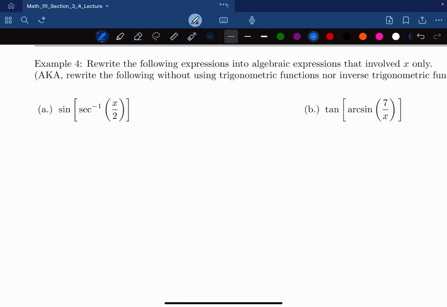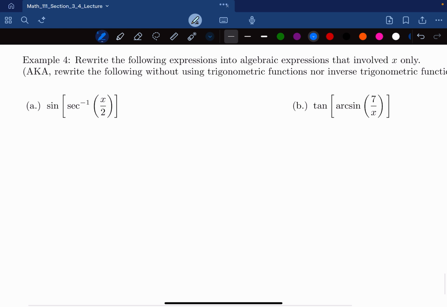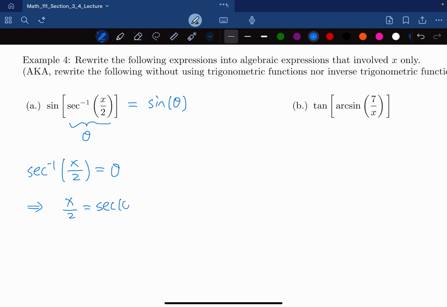The way we tackle this problem is really the exact same idea as before. In some sense, it might even be a little easier. Well, the idea here is the same thing as before. Take that inverse trig function and let that be theta. If I do that, then the question becomes sine of theta. Well, from here though, I have secant inverse of x over 2 equals theta. And by definition, that means x over 2 equals secant of theta.